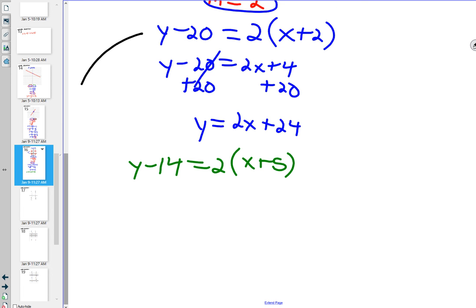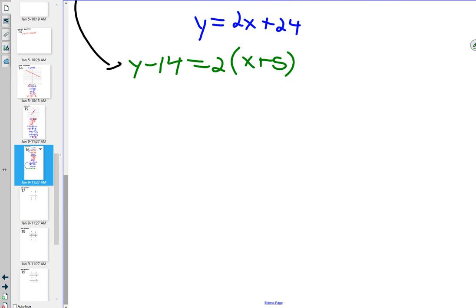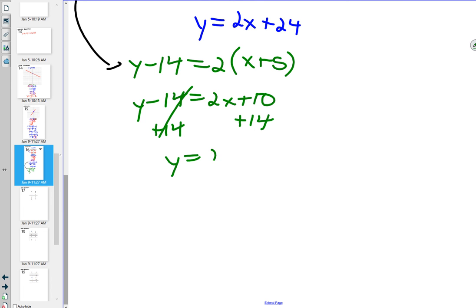Notice how it obviously looks different in point slope. Point slope looks different because we're using different points, but let's compare how it looks once we put it into slope intercept. Y minus 14 is equal to 2x plus 10 plus 14 plus 14. Hot dang, will you look at that? Magic. I can tell you're impressed.